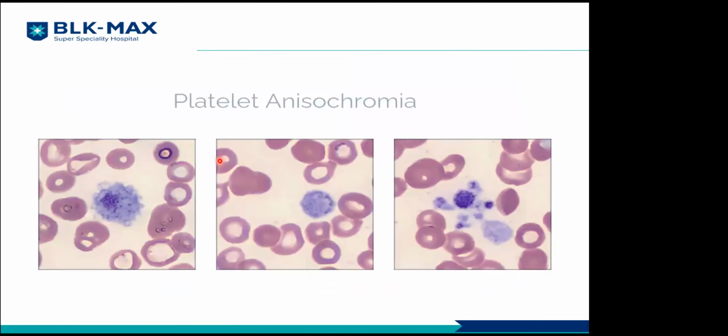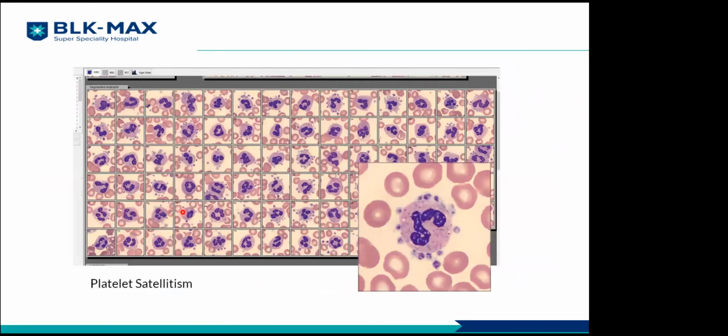We all know that platelet anisochromia is something which is at times very difficult to appreciate. It's also sometimes very difficult to appreciate the internal complexity within the platelets and look at these granules when you're looking at usual morphological slides in your setups. And of course, I did tell you about the platelet satellitism, but this is something which has been picked up from the other analyzers, which we have had some work on previously.